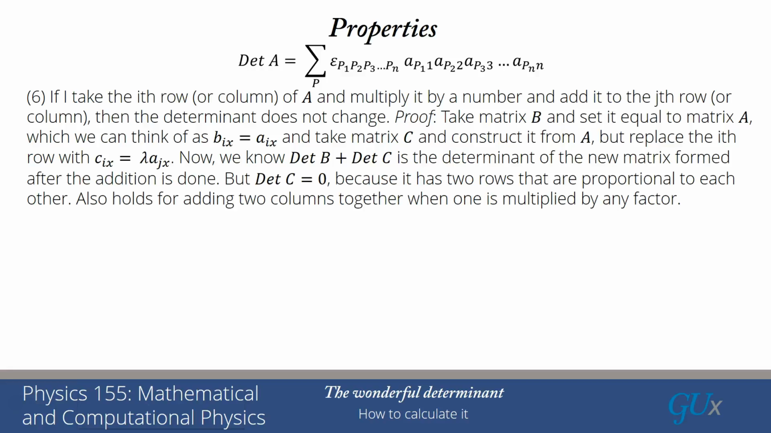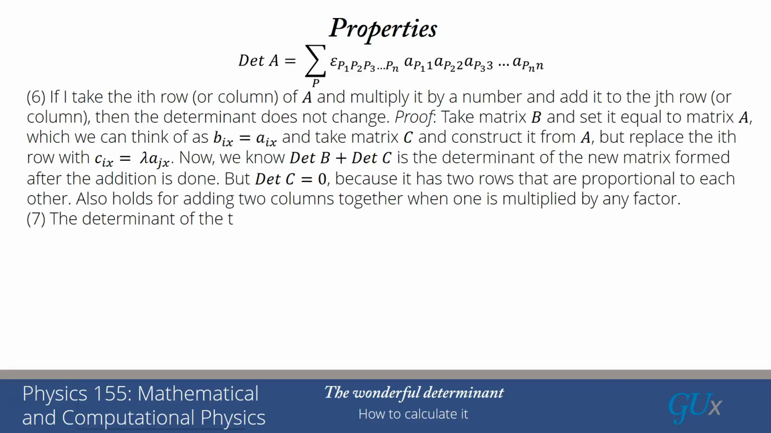And so we immediately learn that the determinant of the original matrix A and the determinant of the new matrix that we get by taking a row, multiplying it by a number, and adding it to a different row, those two determinants will be equal to one another because the determinant of C is equal to 0. And of course, this same thing will hold if I look at two columns.